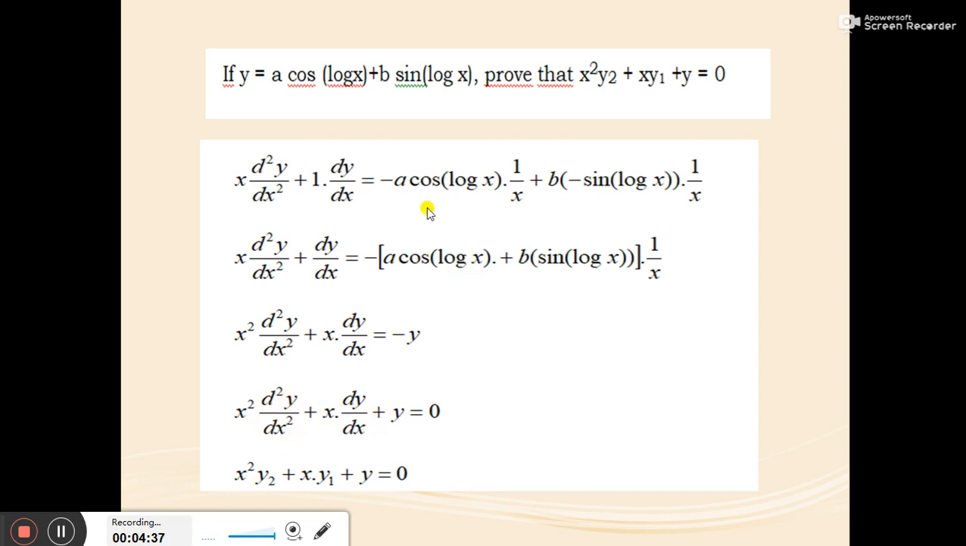Otherwise, we have to differentiate the first function with respect to x to get dy by dx, then differentiate again to get d square y upon dx square, then substitute in the left hand side of the statement which we have to prove. After substituting the values of the double derivative and single derivative and simplifying this, if you get 0, it means our answer is correct. That means hence we have proved the result.